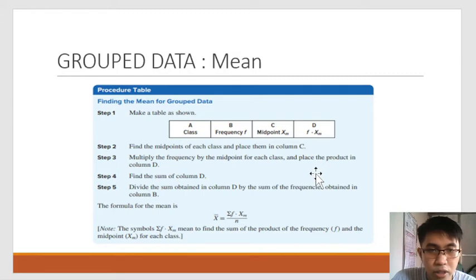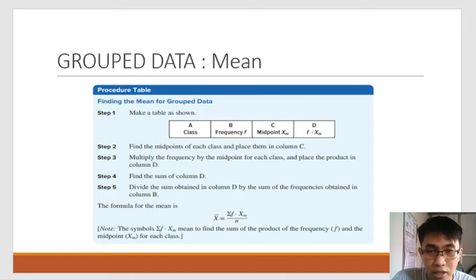Step 3, we multiply the frequency by the midpoint of each class and place the product in column D. We find the sum of column D and then we divide the sum obtained in column D by the sum of the frequencies obtained in column B. So the formula for the mean is the x bar is equal to the summation of f, yung frequency, multiplied to the midpoint divided by n.